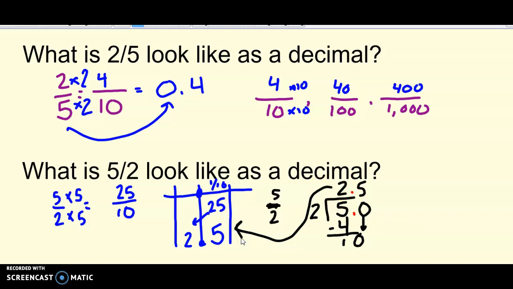So think of it this way, you're going to have to problem solve a little bit from time to time and figure out, well, can I make equivalent fractions using tens, hundreds, and thousands?